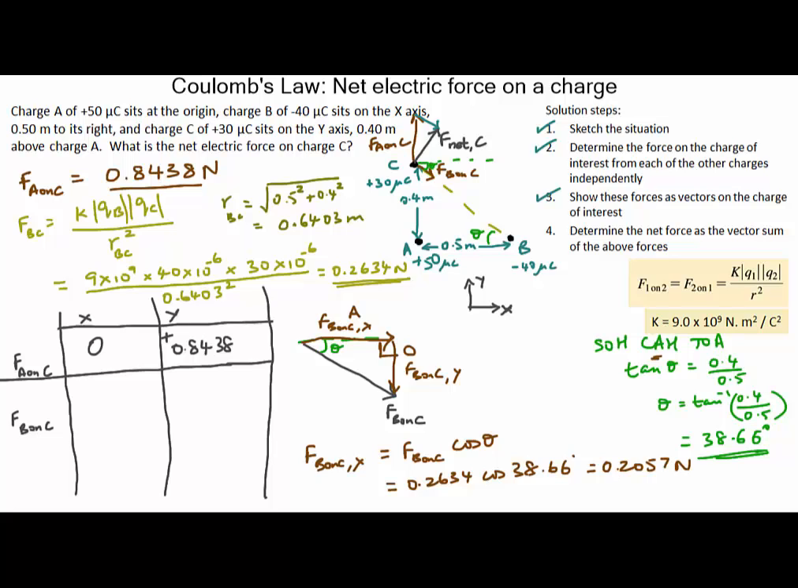0.2057 Newton. And similarly, F_B on C y component is opposite, so I need the sine function for it. So F_B on C y component would simply be F_B on C, the hypotenuse, times sine of theta. And in this case, that would be 0.2634 times sine of 38.66 degrees, which is 0.1645 Newton. And when we record those values in the table, we have to use the right sign.